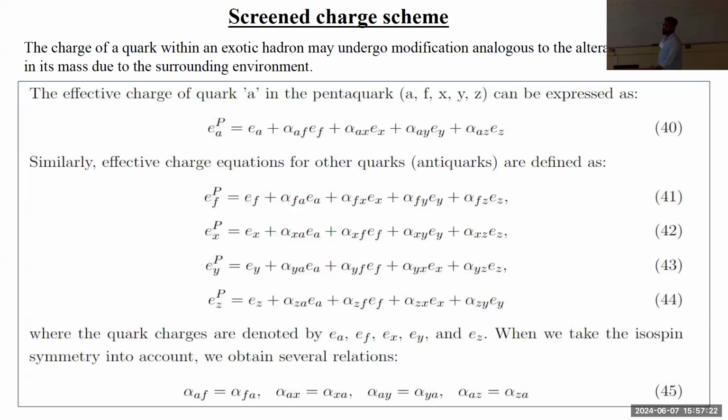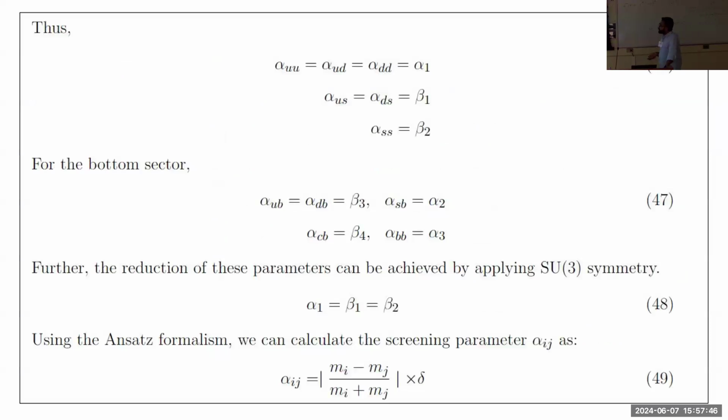The third one is the screening charge scheme. As we defined for the mass, a similar effect can be seen with the charge of the quarks due to the surroundings. So we define the effective charge equations. These are linear equations, and we have different screening parameters for the respective quarks. By adding them and calculating, and by considering the isospin symmetry, we can reduce the parameterization. Also, by considering the special unitary representation, we further reduce these parameters. Then by using the Ansatz formalism, we calculate the screening parameters.